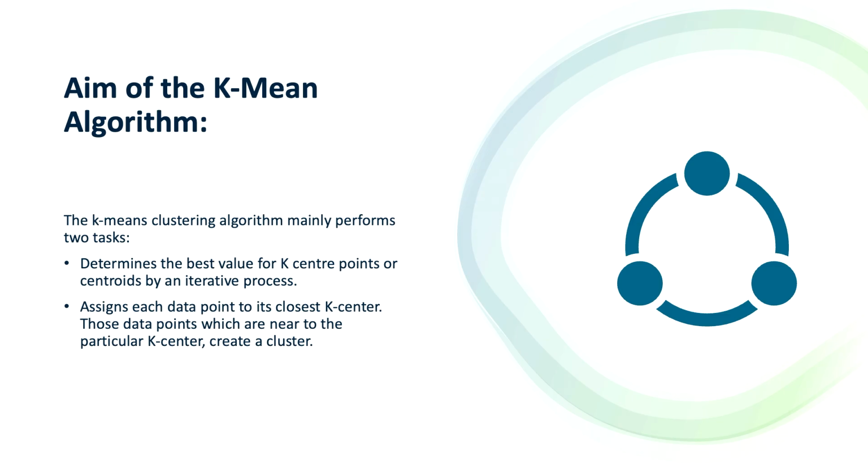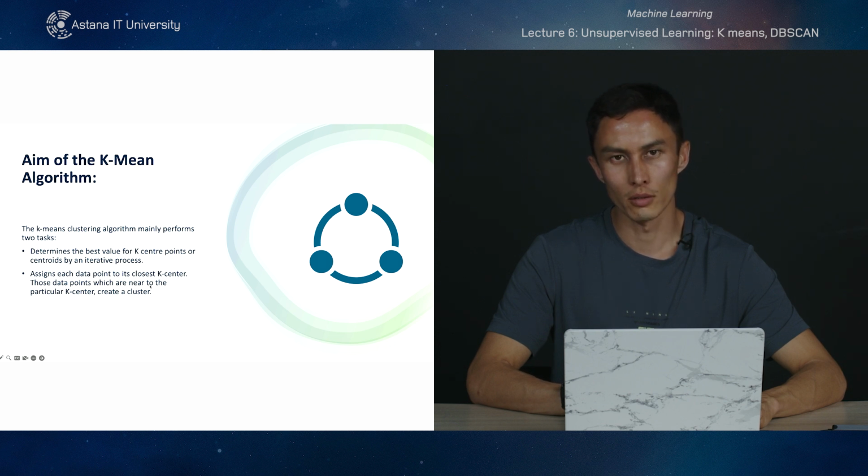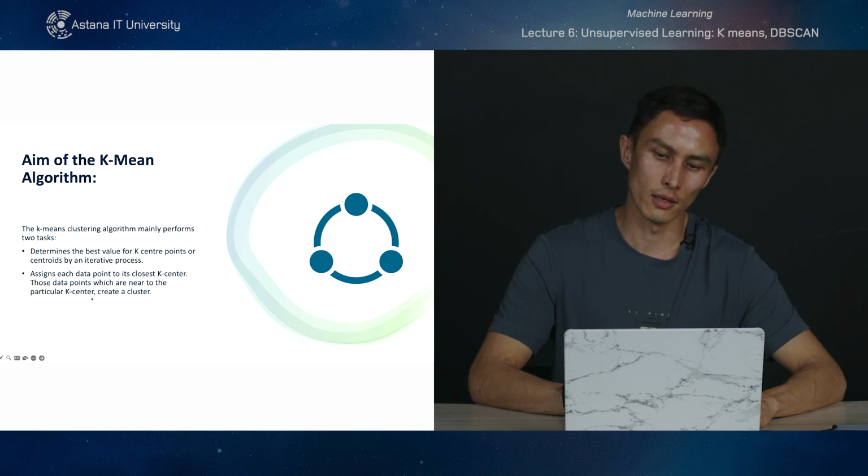Here, as you can see, the k-means algorithm serves two purposes. One is determining, that is, finding the best value for k. This is a hyperparameter that is usually defined by a developer or user. And also, it automatically calculates the distances for these k data points.